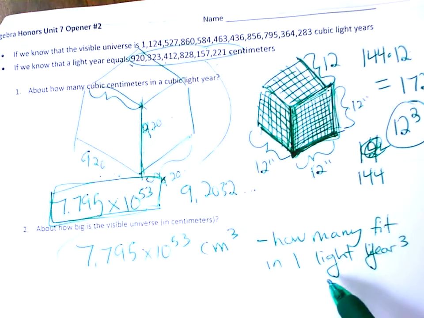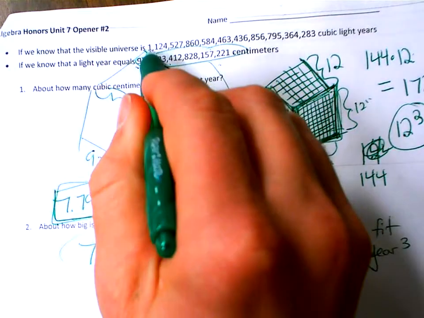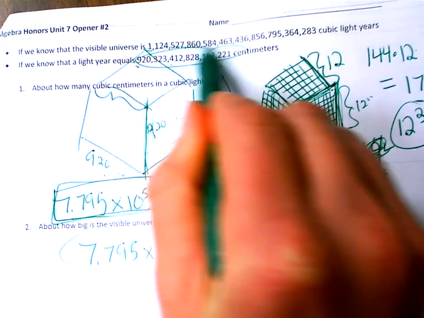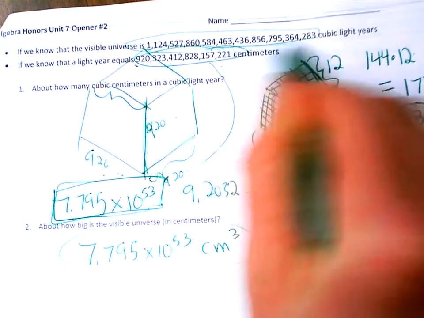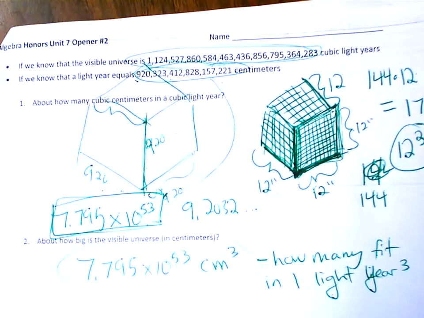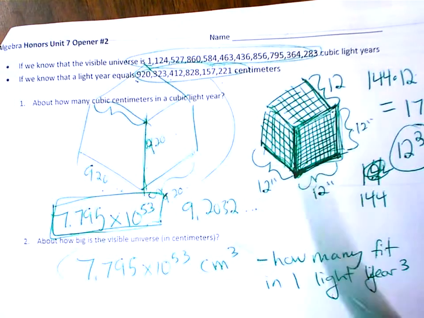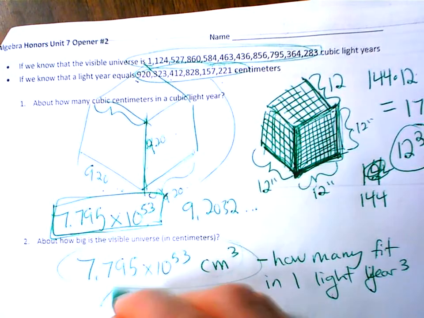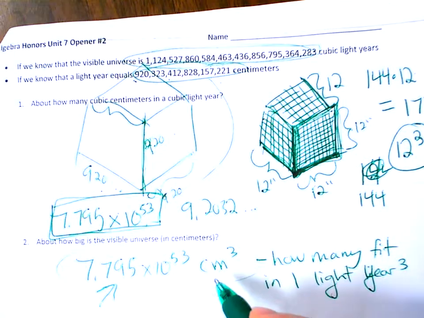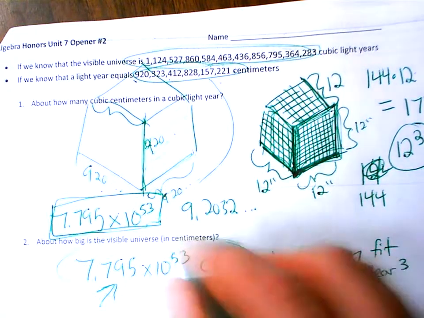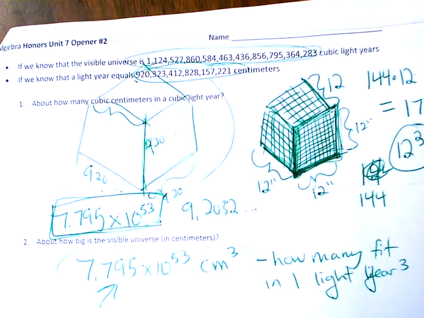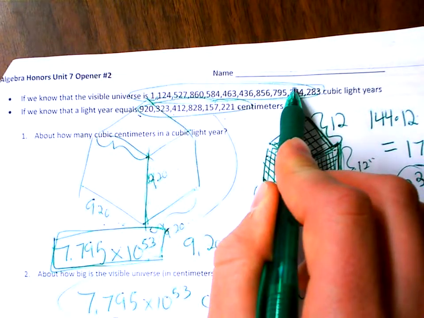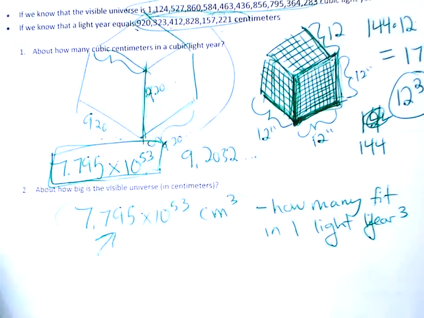a few cubic light years. We have this many, the number that I so eloquently described at the beginning of this video. This many cubic light years is in the entire universe. So if we have this many cubic light years, and within each one, this many cubic centimeters fit into each cubic light year, we need to take this number and multiply it by this number. So basically, we want 7.795 times 10 to the 53rd this many times. So I've already got this on my calculator.